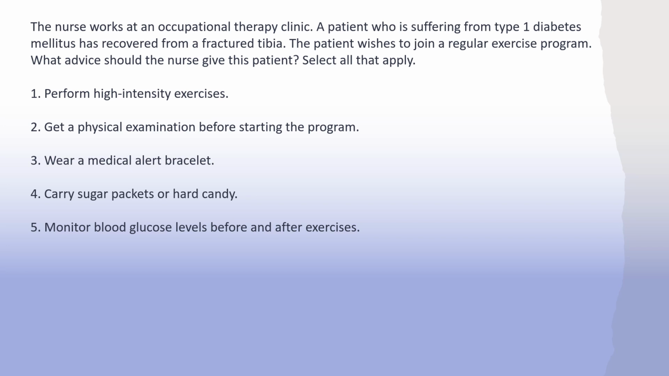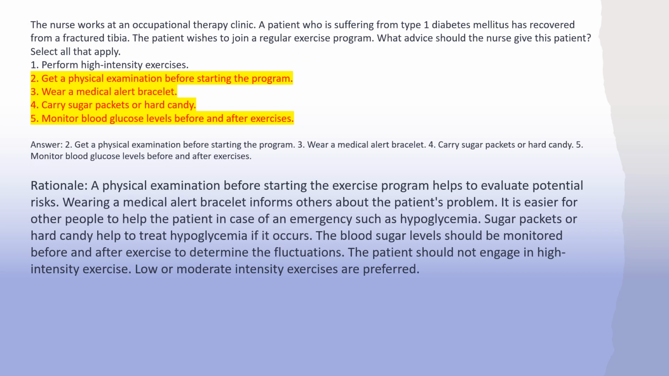Select all that apply. 1. Perform high-intensity exercises. 2. Get a physical examination before starting the program. 3. Wear a medical alert bracelet. 4. Carry sugar packets or hard candy. 5. Monitor blood glucose levels before and after exercises. Answer: 2. Get a physical examination before starting the program. 3. Wear a medical alert bracelet. 4. Carry sugar packets or hard candy. 5. Monitor blood glucose levels before and after exercises.